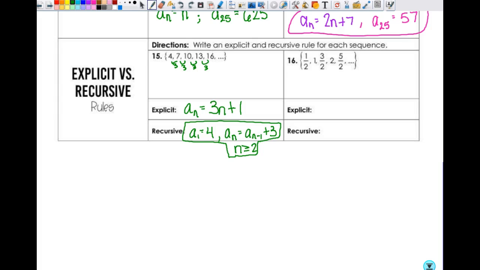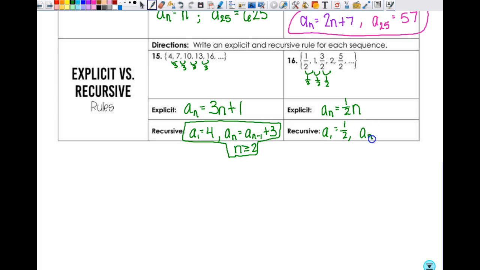All right, so let's look at, and maybe sometimes the explicit's easier to figure out first than the recursive. It just depends. So tell me what's happening here in number 16. I'm adding 1/2, right? 1/2, 1/2, and so forth and so on, right? Which means that my explicit is going to be a sub n equals 1/2 n, and then what? Is that it? That's it. Because if I find the 4th term, I substitute in 4. 4 times 1/2 is 2. Like, that's it, right? So then a sub 1 for my recursive is 1/2.